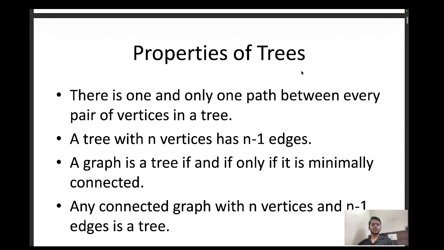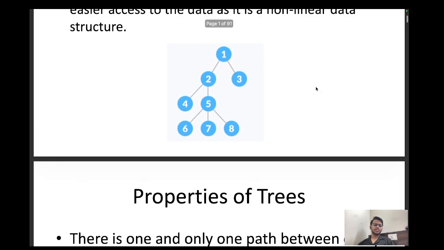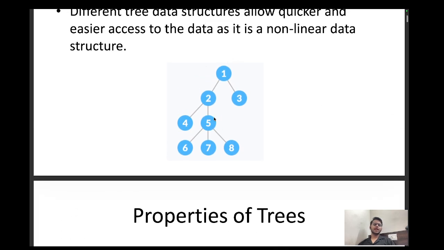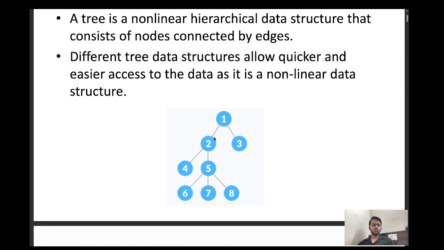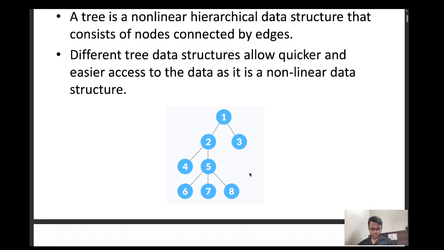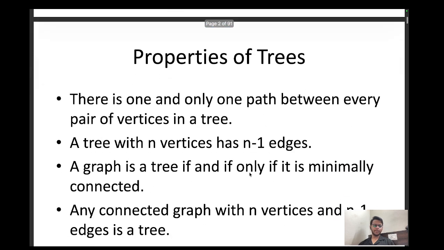There is one and only one path between every pair of vertices in a tree. As you can see from the diagram, these two nodes are connected by only one edge, right? We do not see in this diagram that one node is connected by two edges. We do not see that two is connected by three also, and one also, and four also, and five also. One node is connected by only one edge, correct? So that's the idea behind it.